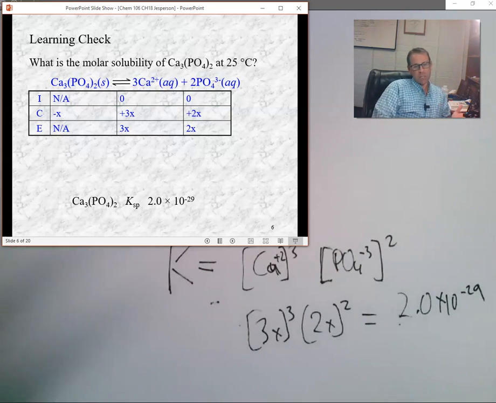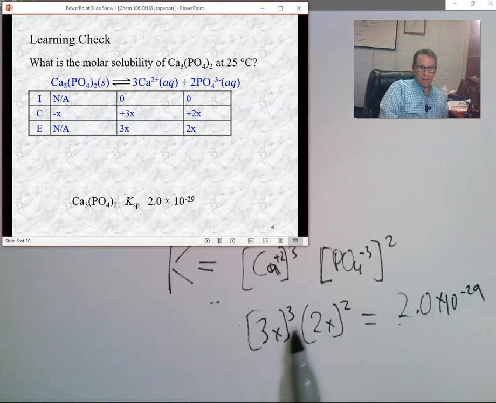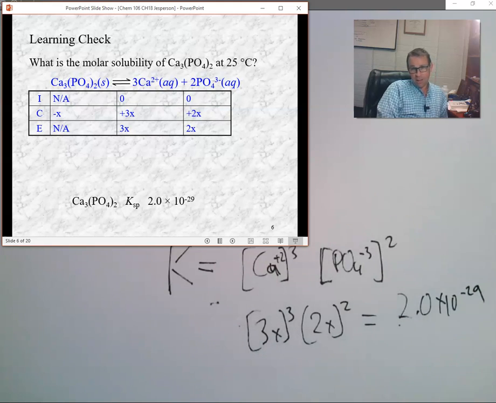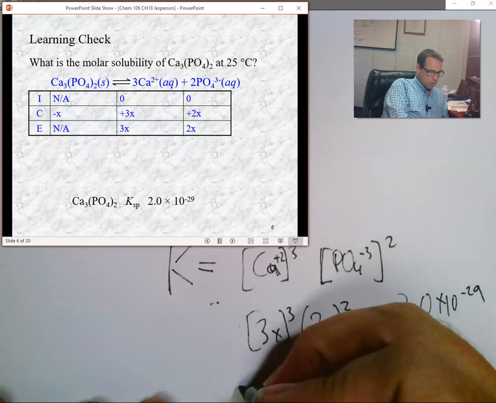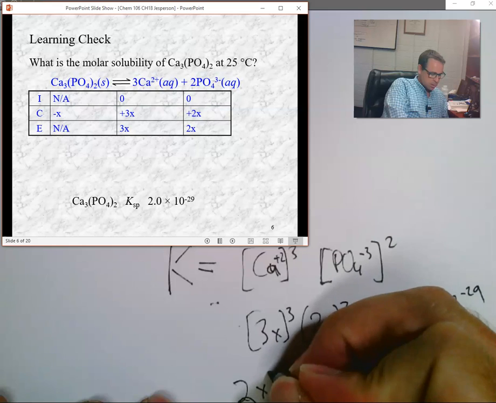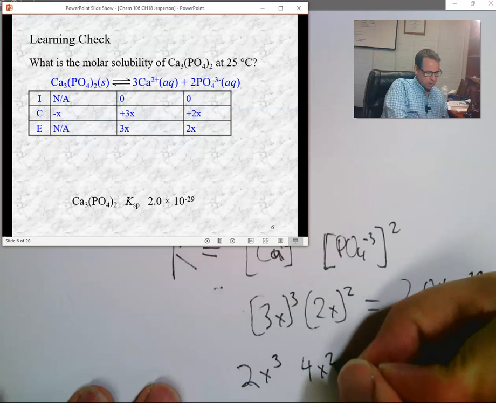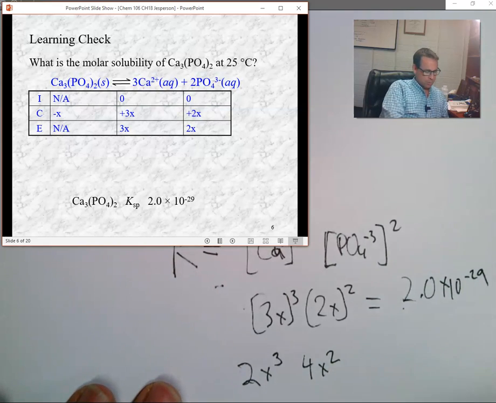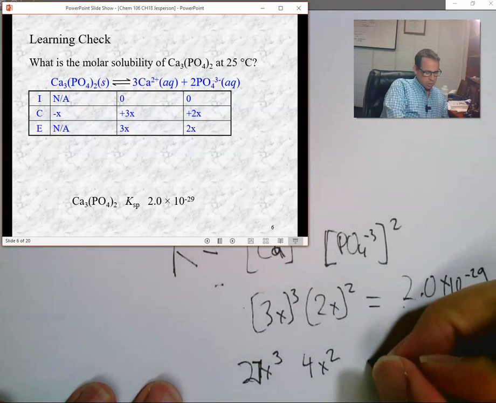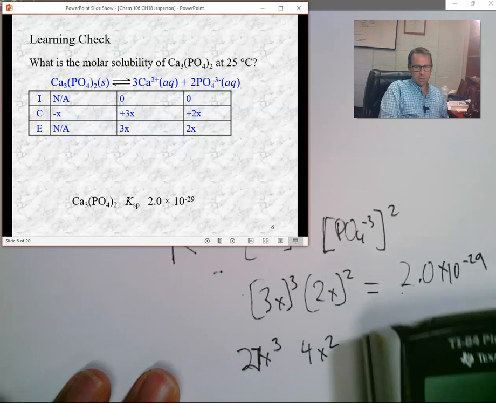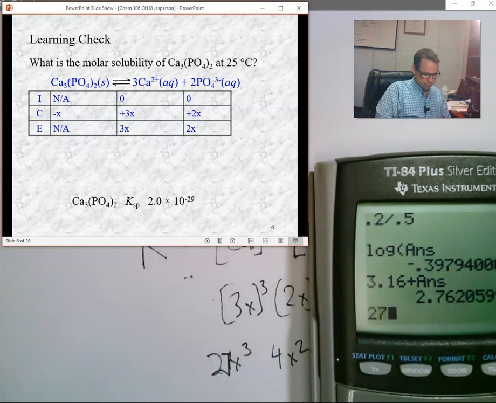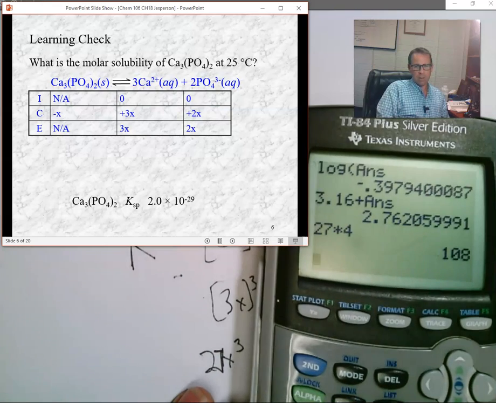Okay? Now pay close attention here, because what do I got? (3x) cubed is not 9x cubed, obviously. So we have to think of 3 times 3 times 3. That's 27x cubed. (2x) squared, that is 4x squared. Oops, I forgot the 27 there. There it is, the 27x cubed, 4x squared, equals our 2.0 times 10 to the minus 29. 27 times 4, 108.